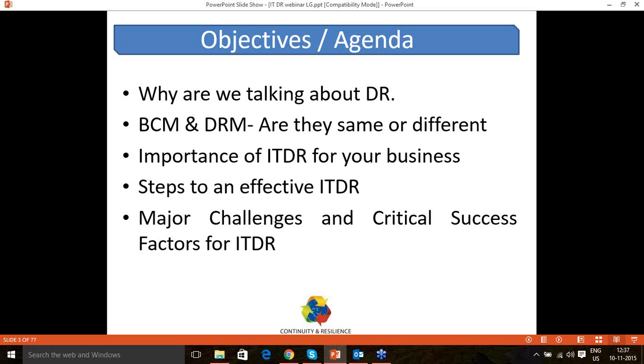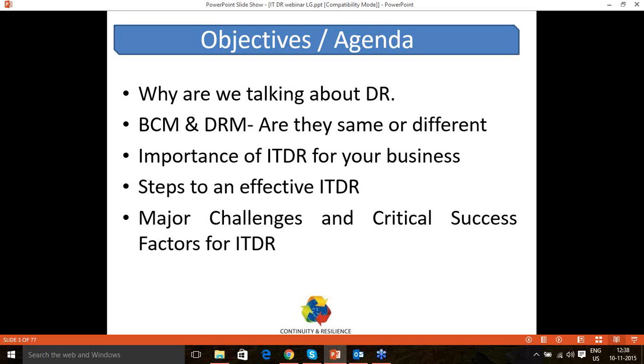To start with the presentation, the agenda for today is we will see why disaster recovery is important. Then we'll see if people get confused between business continuity and disaster recovery. Are they same or different? Then we'll see why I need to take care of IT disaster recovery for my business. What are the different steps to get an effective ITDR? As I said, it has to be through the process. There is no quick fix formula. You have to go through the pain of creating the ITDR and do it properly.